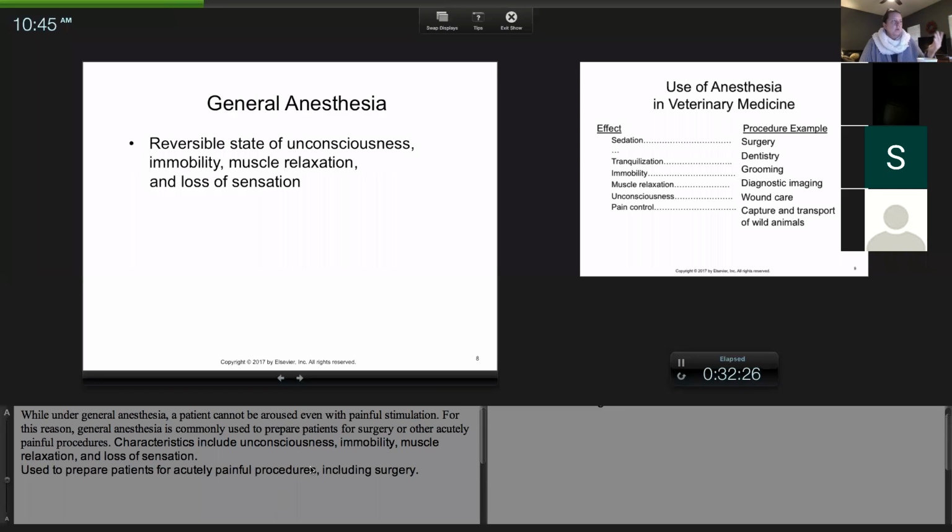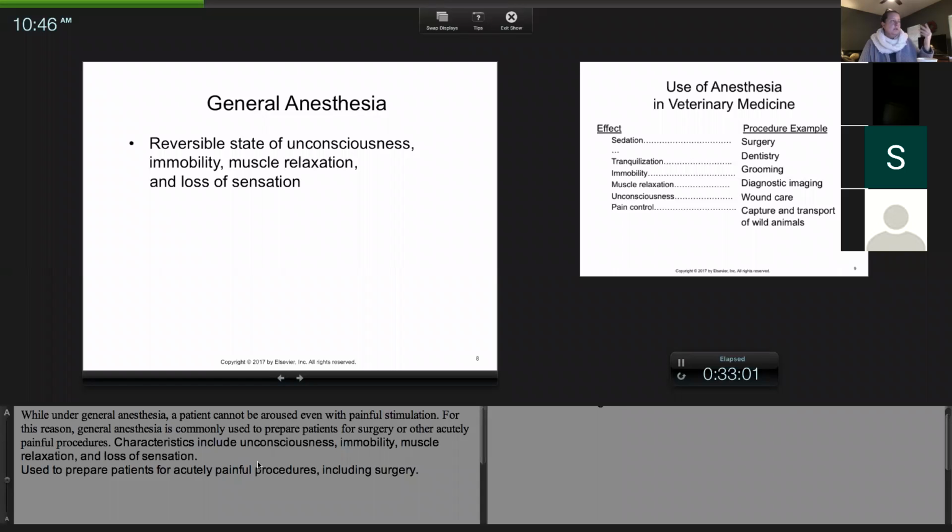Again, general anesthesia is technically a reversible state of unconsciousness. What you have to know about general anesthesia, and it's in the notes below, is the patient cannot be aroused by a painful stimulus. If they are anesthetized and Dr. Ritz goes to open the abdomen during a spay, you don't want them feeling that and reacting to that. So they have to be at a level of unconsciousness so they don't consciously recognize something painful is happening to them.